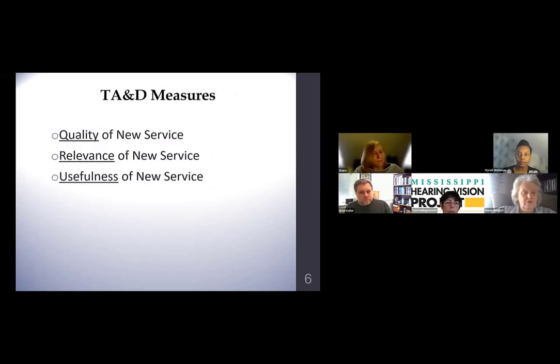So for this purpose, annual measures are provided to grantees, and you report on them, and they pertain to quality, relevance, and usefulness. And so this year you will be providing information about the quality, the relevance, and the usefulness of a new service, which involves our collecting data from you in addition to what you provide to OSEP in your APR.